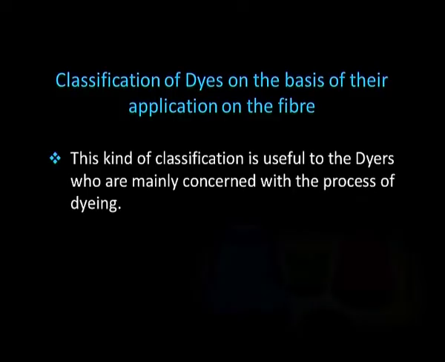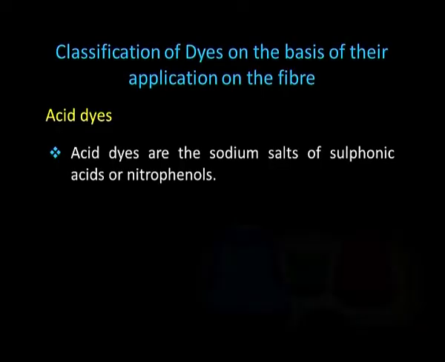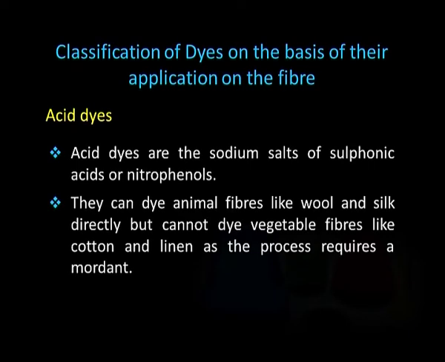This kind of classification is useful to the dyers who are mainly concerned with the process of dyeing. This classification is more useful because it provides various methods of dyeing different fabrics with different dyes. We will first of all discuss acid dyes, which are classified on the basis of the application on fiber. Acid dyes are the sodium salts of sulfonic acids or nitrophenols. They can dye animal fibers like wool and silk directly, but cannot dye vegetable fibers like cotton and linen, as the process requires a mordant.